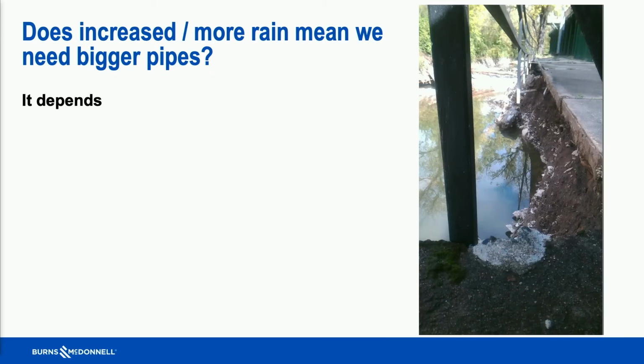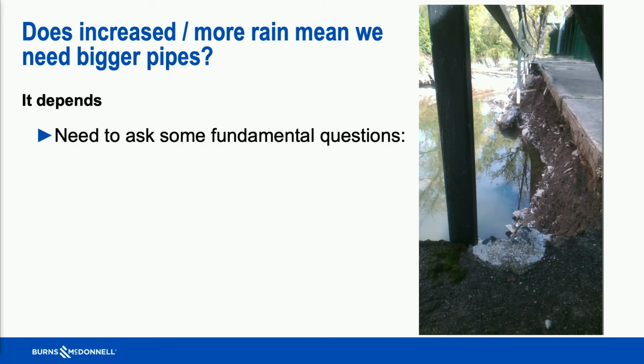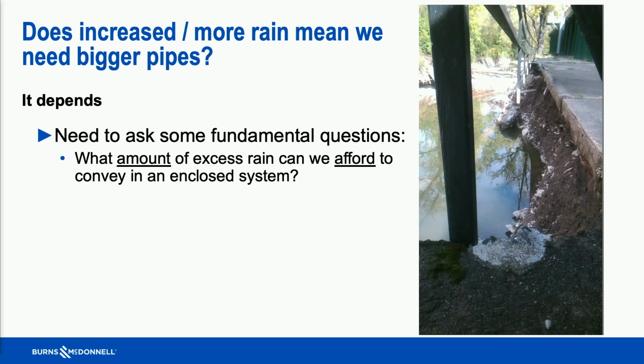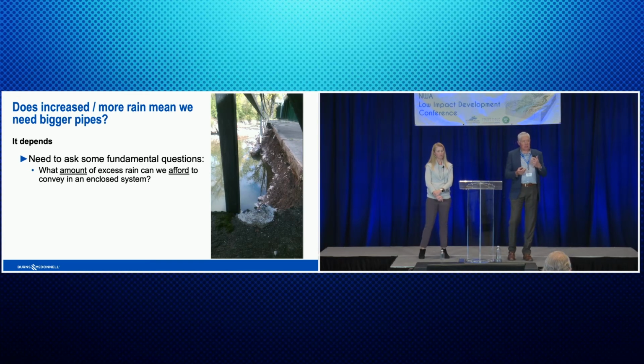Okay, this is my final one, and then I'll let Brenda conclude it here. I hear this a lot: we're getting more rain. Is it really the rain's fault? Well, it depends, I think, on where we are in the watershed. But the bigger question is this resilient sustainability question. What amount of excess rain can we afford to convey? Have you ever really thought about it that way? How much can we afford to convey?